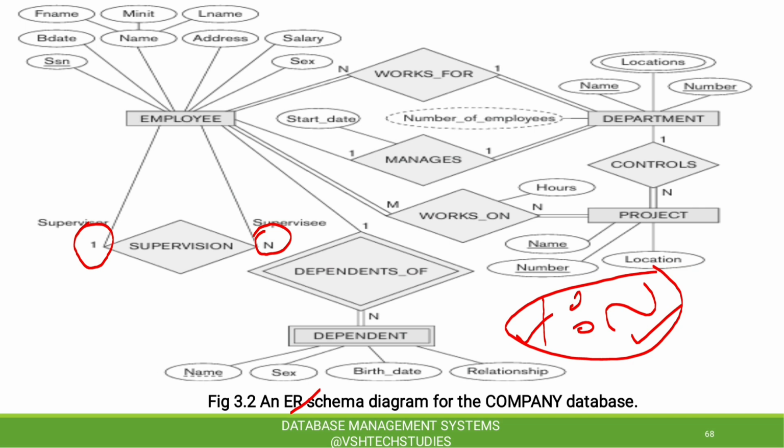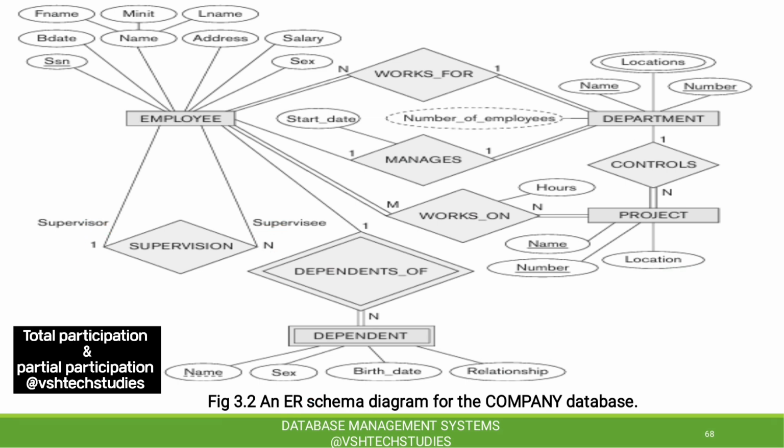Regarding cardinality ratio of participation of the participating entities in a relationship. Next, we shall see what is meant by partial participation and total participation of the entities in a relationship. Partial participation is represented by single line. Total participation is represented by double line.